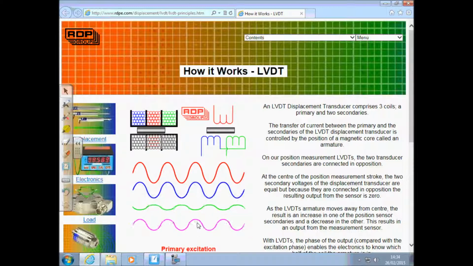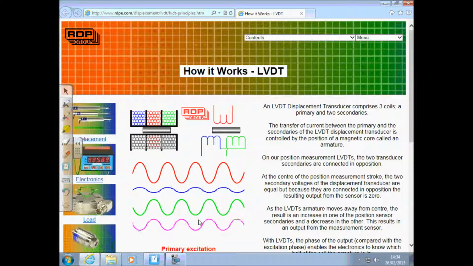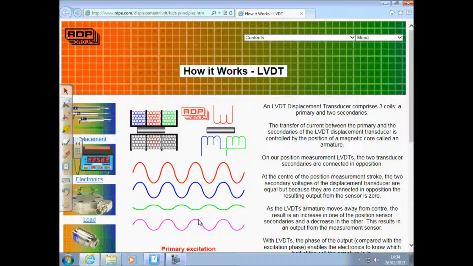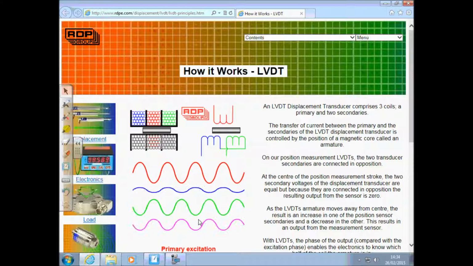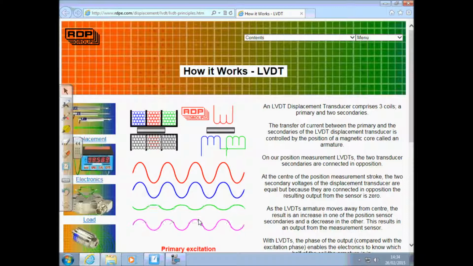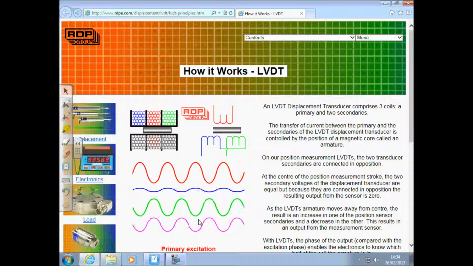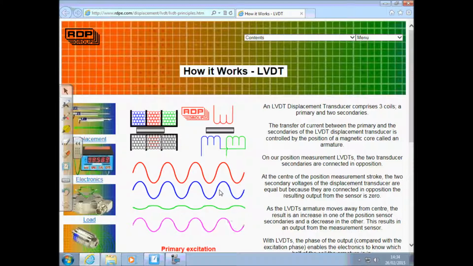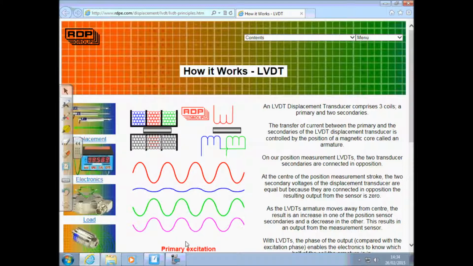So if you rectify this output with some diodes, you've got a DC that's going either side of a zero. Yeah? And then you can use that to measure position.